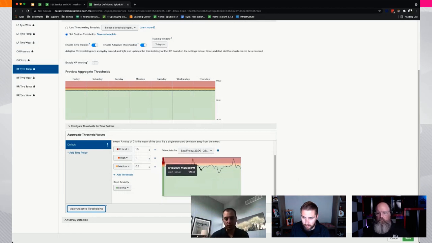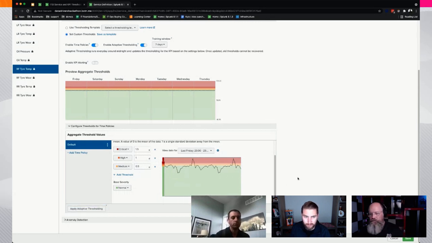And look at that. You can see that the vast majority of this KPI has moved into the normal range because, once again, this is a normal value, a normal temperature for this particular tire. And here's some more context about this data.